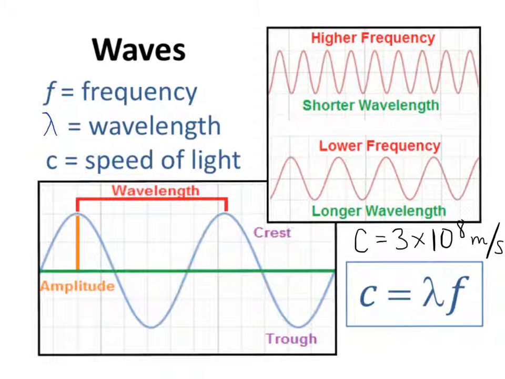Now, lambda is wavelength and frequency is f. So if it's lambda times f, it's wavelength times frequency gives us the speed of light. Now what you'll notice here is that we have to multiply these two numbers to always get 3 times 10 to the 8th meters per second. So if our frequency increases, that means our wavelength decreases. And if our frequency decreases, then our wavelength will increase. Remember, higher frequency means a higher energy wave.